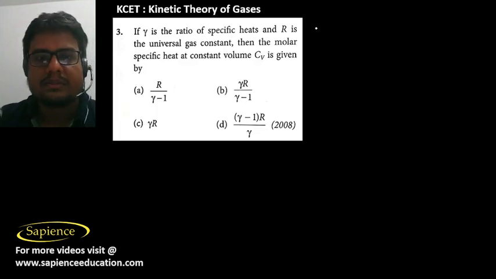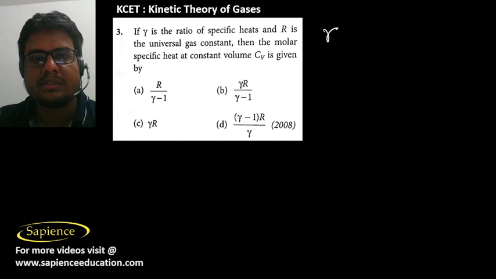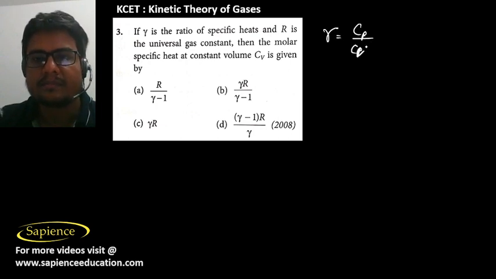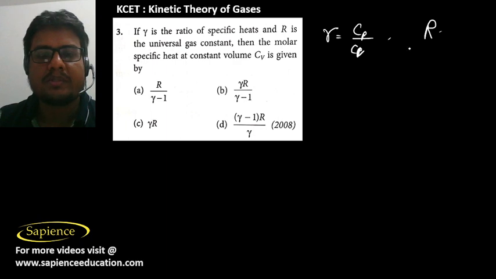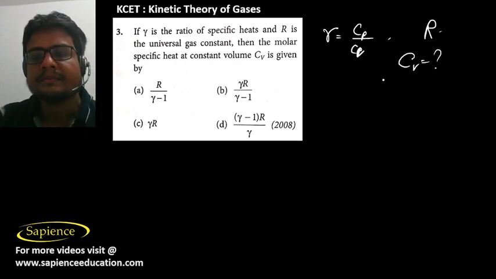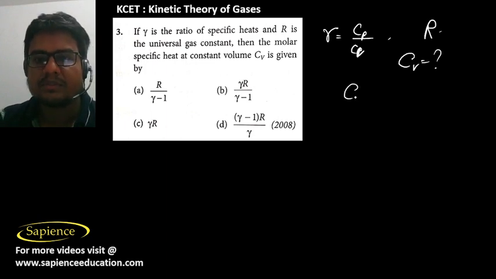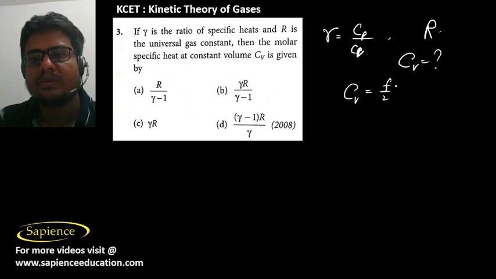It is told that gamma is the ratio of the specific heats, so gamma is Cp by Cv, and R is the universal gas constant. The molar specific heat at constant volume, Cv, is given by how much? So we know that Cv is equal to f by 2 into R.